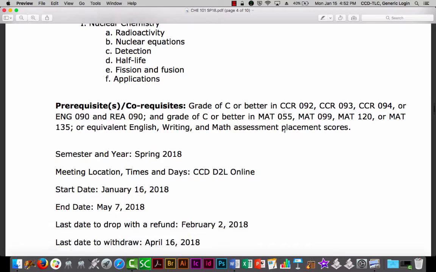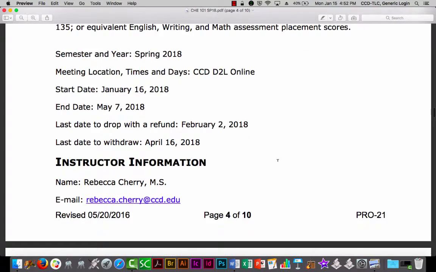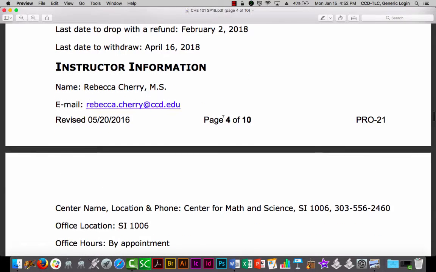Okay, so here you can see our start date, our end date, last date to drop with a refund, and last date to withdraw. These are important dates. You should know these dates. Here's my information. Here's my email address.